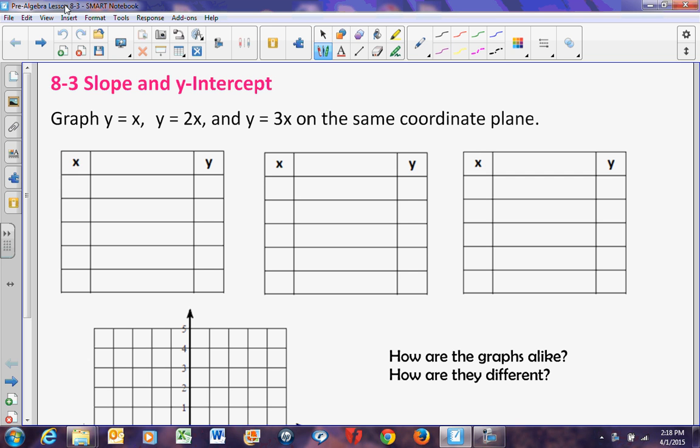All three of these we can use negative 2, negative 1, 0, 1, and 2.